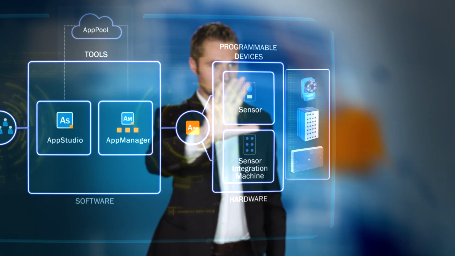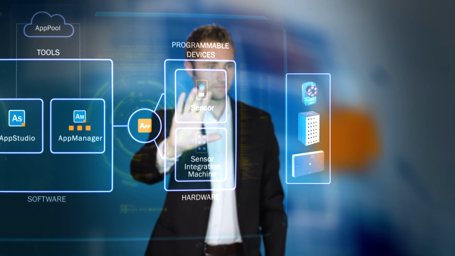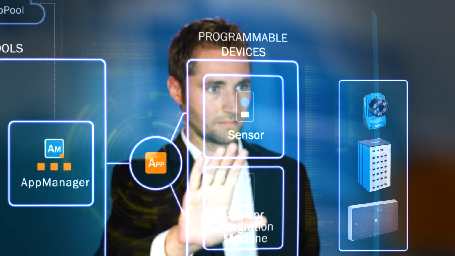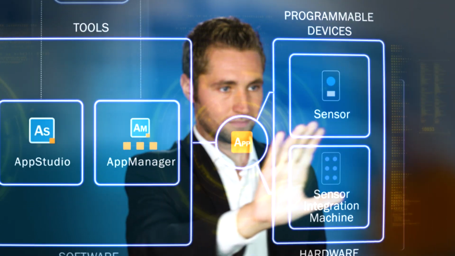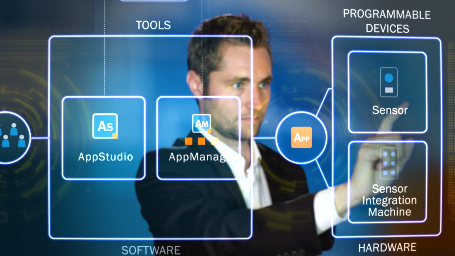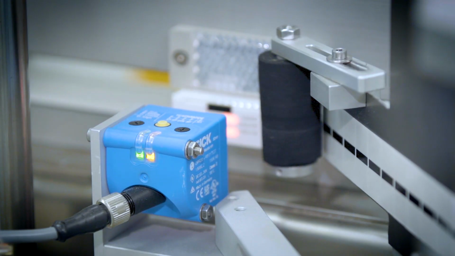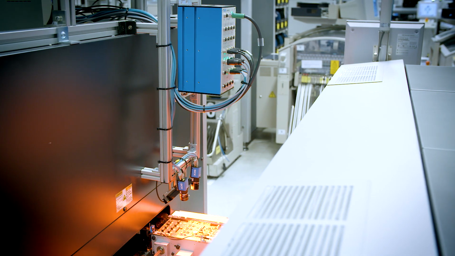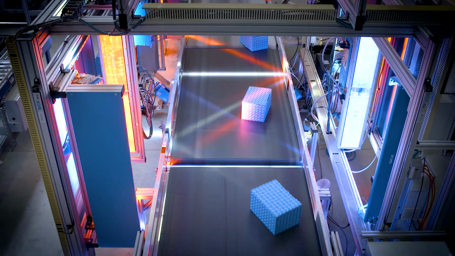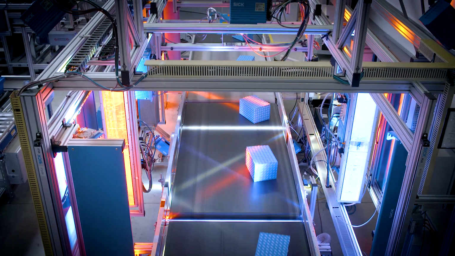The third component of SICK AppSpace is the hardware. The programmable devices provide space for integrating the customized sensor apps. This enables completely new solutions in the field of automation, depending on the application, and the apps can be adapted or replaced at any time.